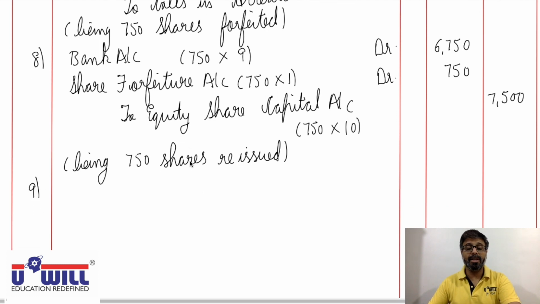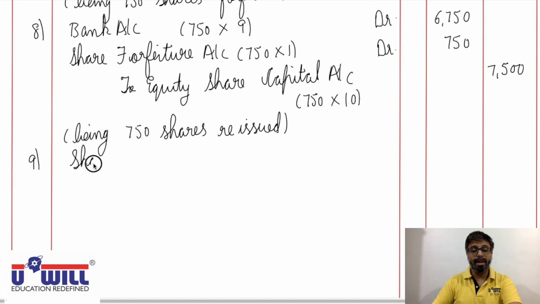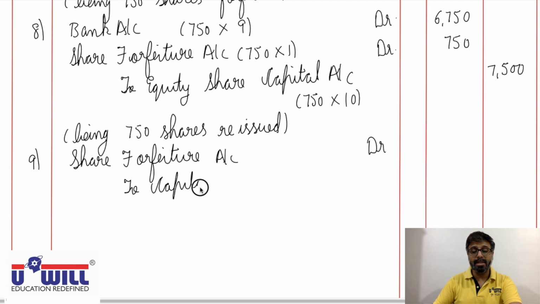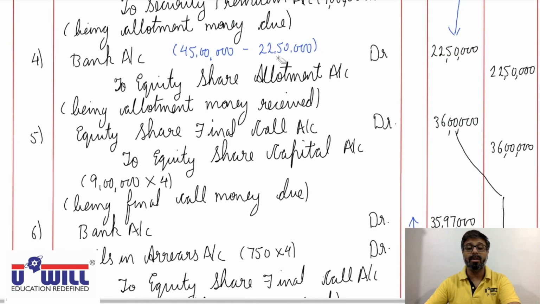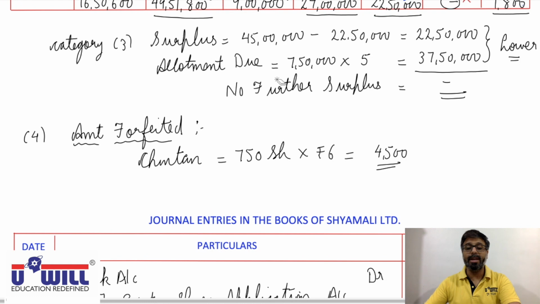Then after reissue, the entry for profit: share forfeiture account debit to capital reserve account. Now what formula did we discuss earlier for profit? Amount forfeited on reissued shares minus discount. Here all 750 shares are reissued. I repeat, all 750 shares are reissued.